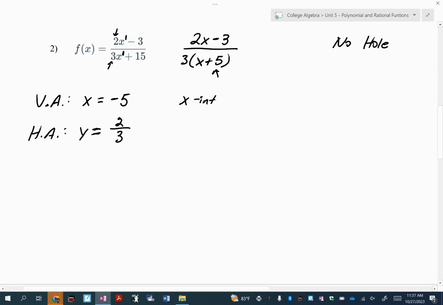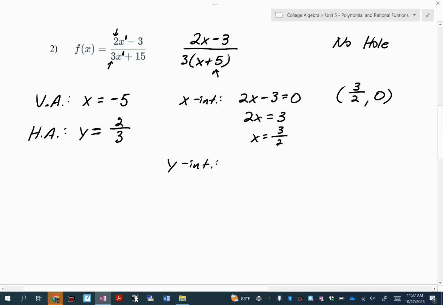For x-intercepts, I'm going to set my numerator equal to 0. So 2x minus 3 equals 0. Move over the minus 3 with addition. Divide by 2, and you get x equals 3/2. So my x-intercept is 3/2, comma 0. If you want to use decimals, you can, right? You can write 1.5 for that.